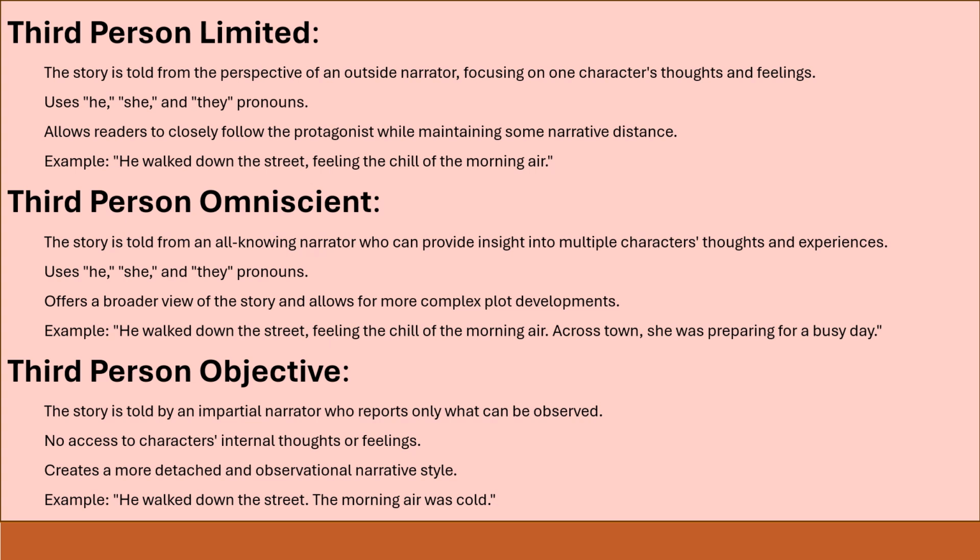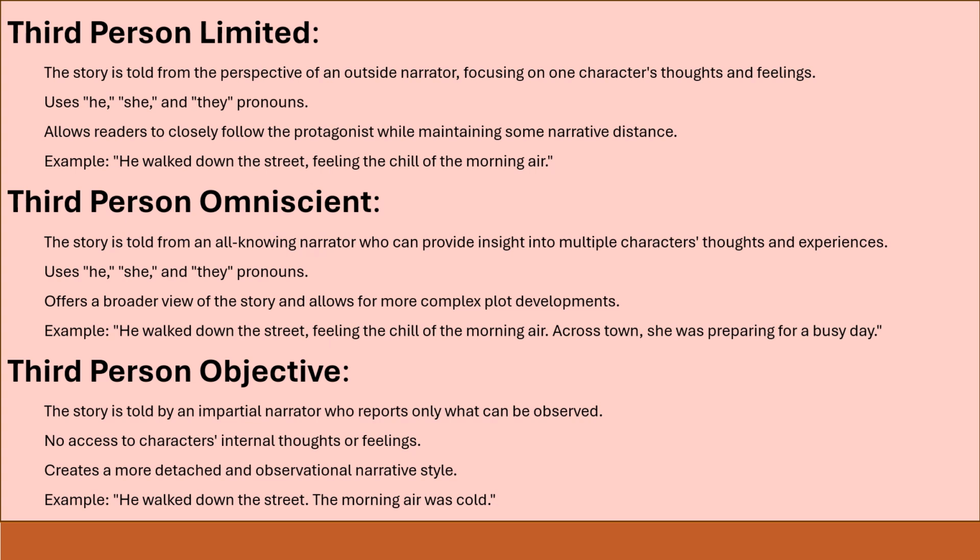Third person omniscient. The story is told from an all-knowing narrator who can provide insight into multiple characters' thoughts and experiences. Uses he, she, and they pronouns. Offers a broader view of the story and allows for more complex plot developments. Example: he walked down the street, feeling the chill of the morning air. Across town, she was preparing for a busy day.